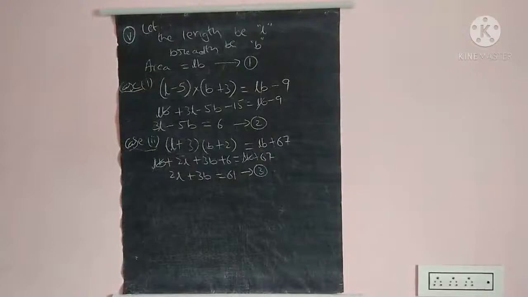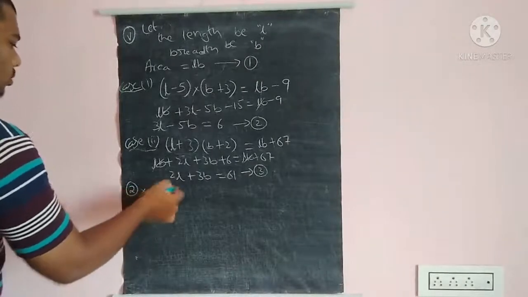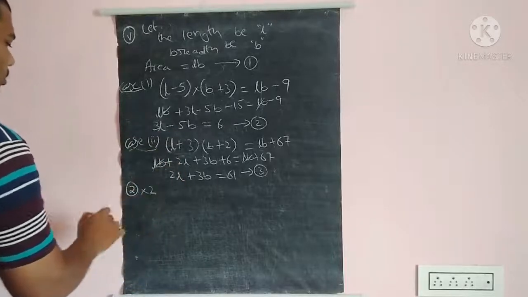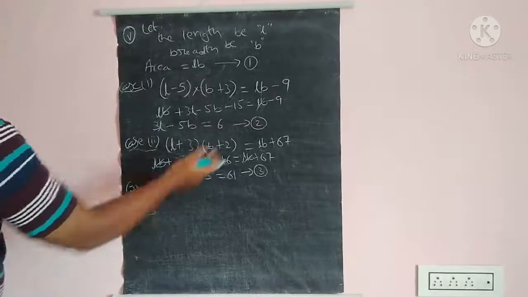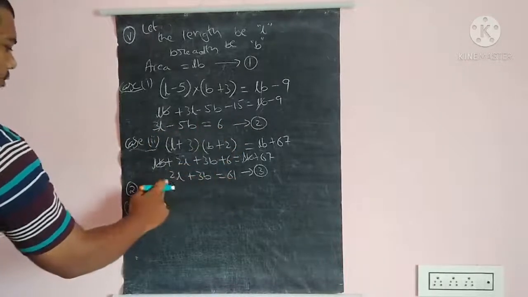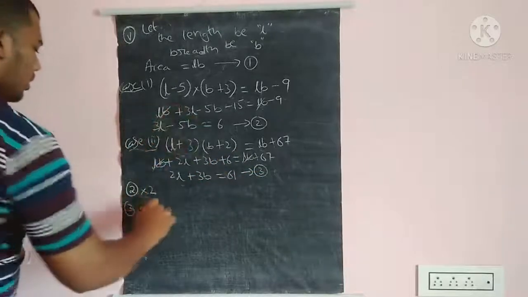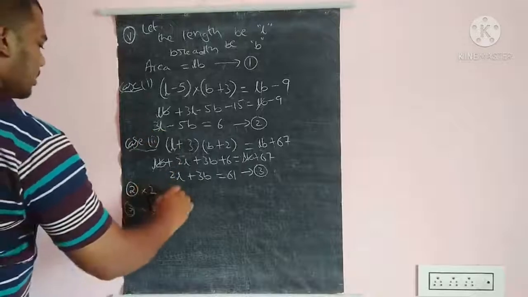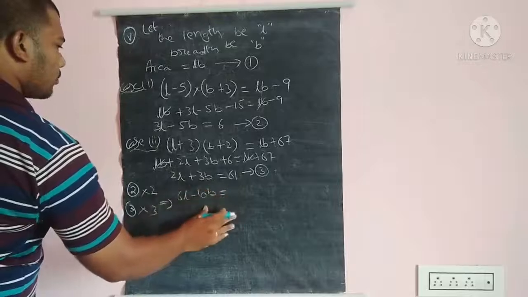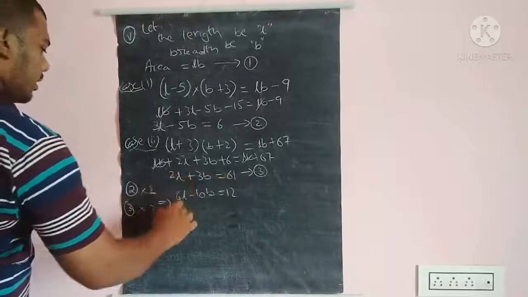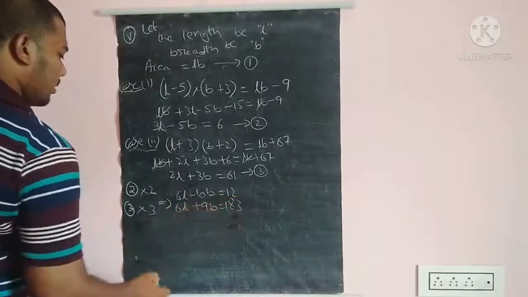This is 3. Now, equations 2 and 3, following the elimination method, I will make the L coefficients equal. So equation 2 into 3 and equation 3 into 2. This will result in, with 2, 9L minus 15B equals 18, with 3, 6L plus 9B equals 183 — so the L coefficients become equal.